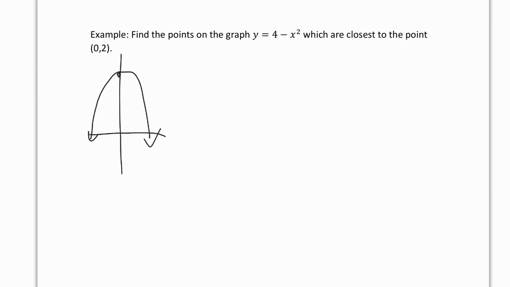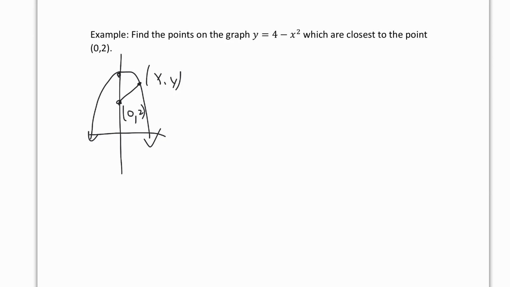And we have another point at 0, 2, so we could draw that in here. And, well, we're trying to figure out where on the graph that distance is going to be the smallest, when it's going to be closest. We don't know where on the graph that is, so let's call that point x, y. But we do know this point over here, this is 0, 2.